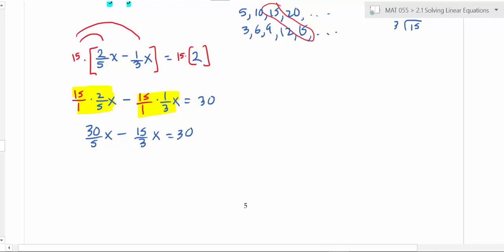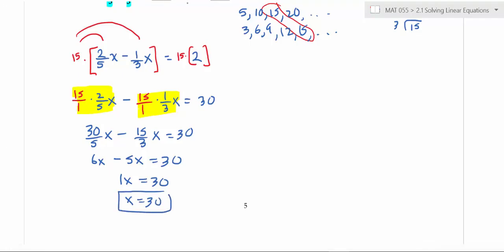Now you can divide this out. This is why it works. 30 divided by 5 is 6. 15 divided by 3 is 5. So you would end up with 1x equals 30, or just x equals 30 is your answer. So once you get rid of those fractions, then you're in good shape.